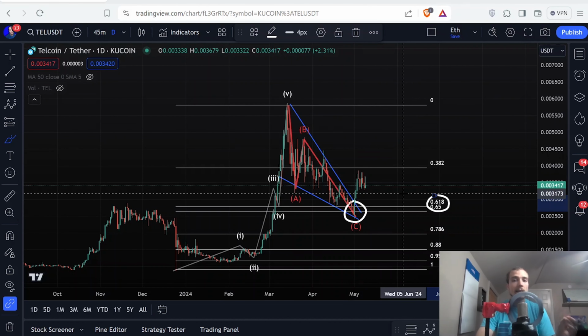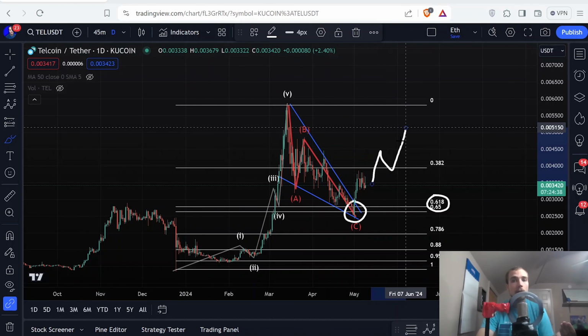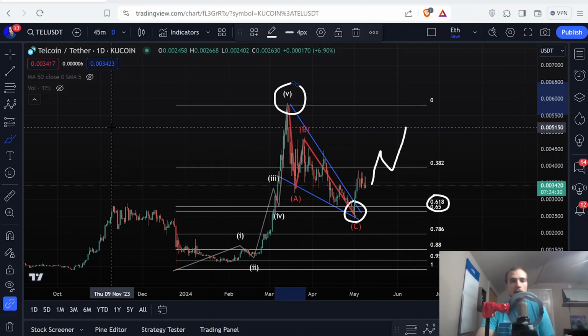So whenever we test that 618 level, that's a Fibonacci ratio and one of the best places to watch for a reversal. We did bounce off of that 618, as you guys can see, and I suspect we'll push right up through the 382 and start to head above our short-term resistance here with Telcoin. So that looks amazing here on the daily candlesticks. And I think we're going to see a lot more upside here.